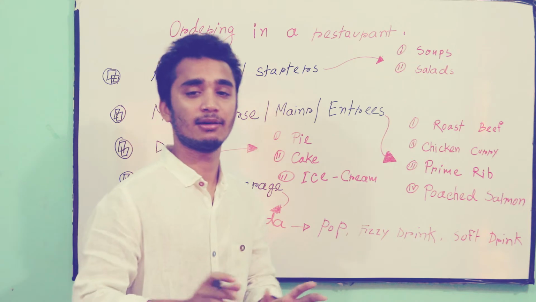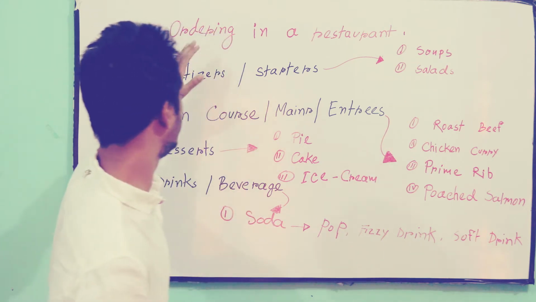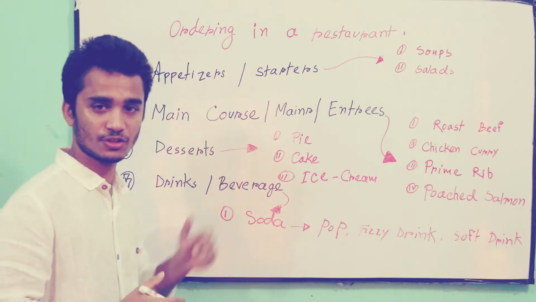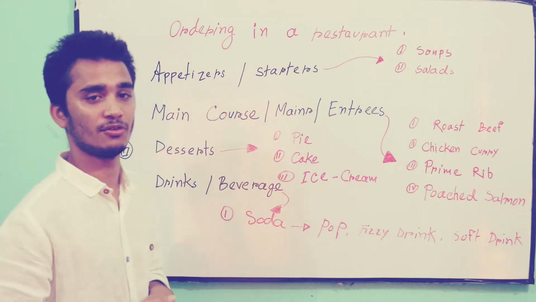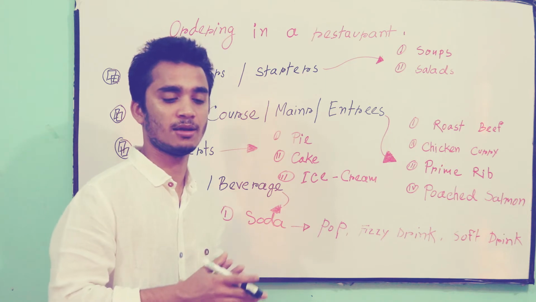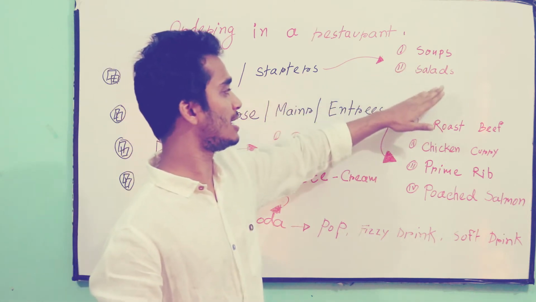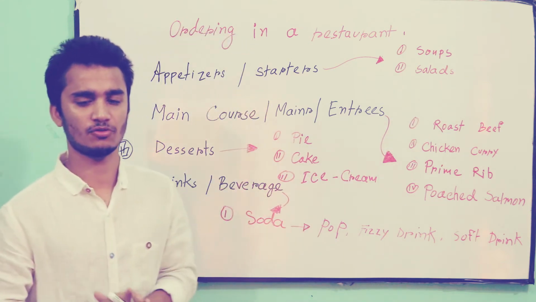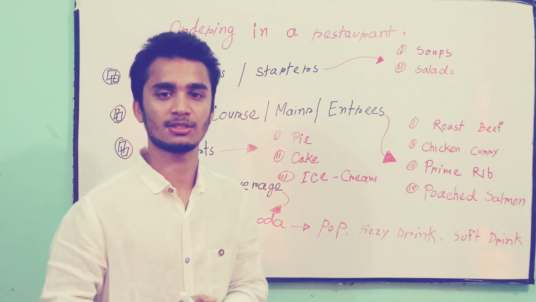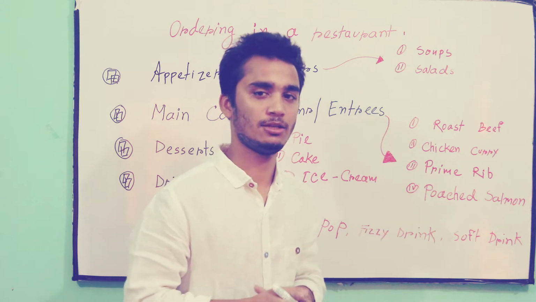I think international restaurants have these types of food. The first is appetizers or starters. This is food we take before our meal, and they have soups and salads. In the restaurant there are lots of soup menus and lots of salad menus, and you need to choose which type of soup you would like to order.